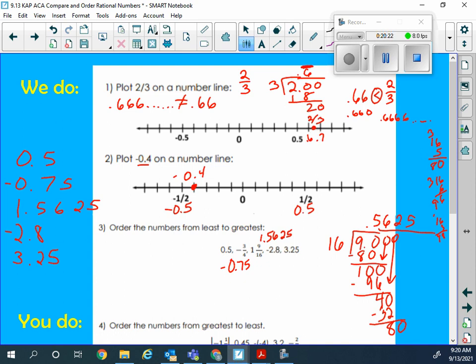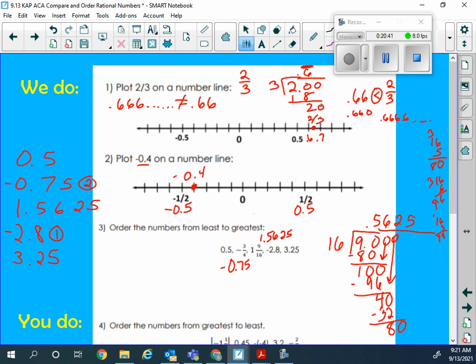You're rushing. So, if I'm going least to greatest, do I want to look at positives first or negatives first? Negatives. And so I want the one that is more negative. Which one is more negative? Negative 2.8. That's going to be first. Then what? Negative 0.75. That's right.